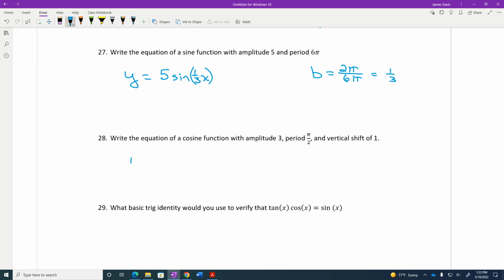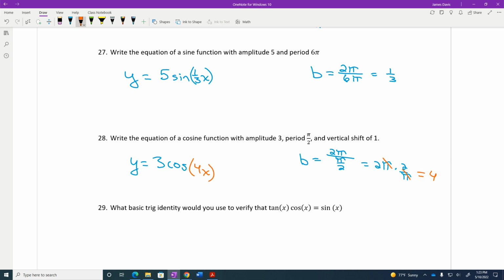All right, 28. Write a cosine function. Similar parameters here. Y equals, we got our amplitude is 3, cosine. The b is the same, 2 pi over the period. So b is going to be 2 pi over 2. We keep the top, change the division to multiplication and flip it. 2 pi times 2 over pi. Pi cancel. This becomes 4x.